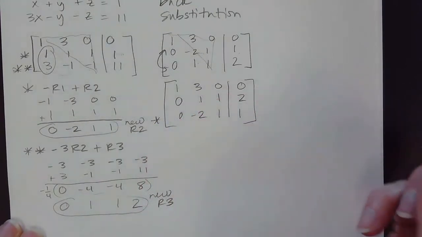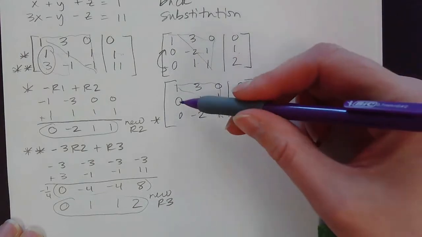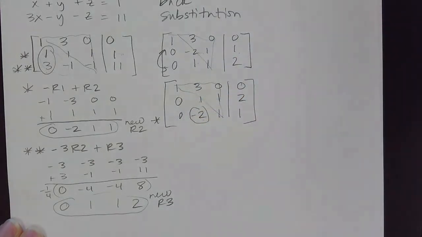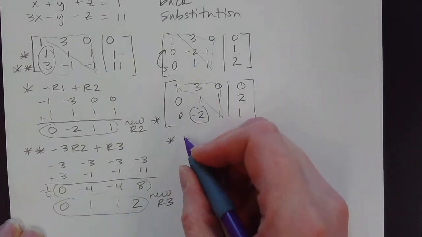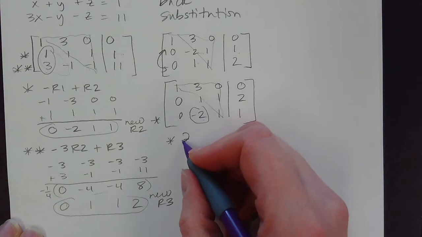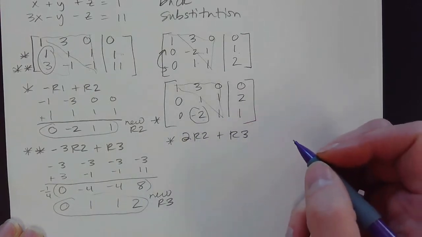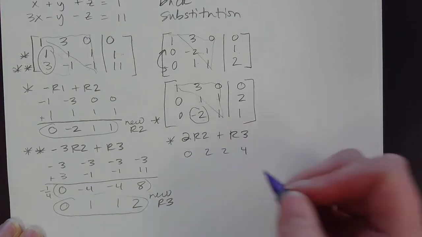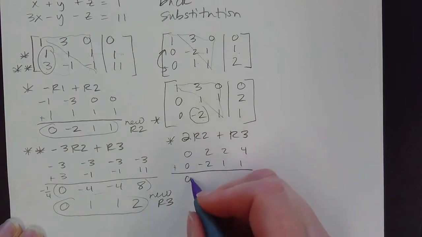So remember, we're after that triangle of ones first, and we don't care after that, and these are all supposed to be zeros. So all I have to do now is get rid of that negative 2. I guess I don't need to do a negative 2. I just need to do 2 times row 2 plus row 3. So let's go ahead and do that. So that'll be 0, 2, 2, 4, 0, negative 2, 1, 1. And we'll go ahead and add them together.